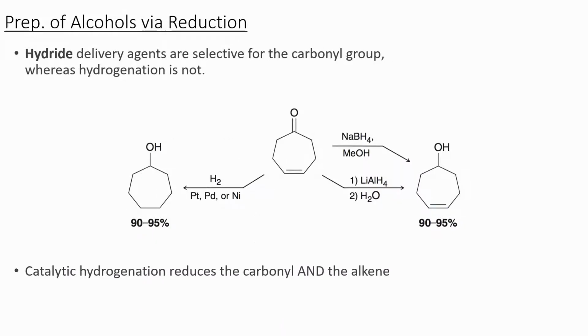So let's look at this molecule. We have in this molecule a ketone and an alkene. If we use sodium borohydride or lithium aluminum hydride, we're going to reduce only the ketone to the alcohol, and the alkene will stay intact. If we use hydrogen and platinum or palladium, the catalytic hydrogenation conditions, we're going to reduce both the carbonyl and the alkene. So this is one example where we would need to, depending on the product we want, figure out which set of reagents is suitable for this transformation.